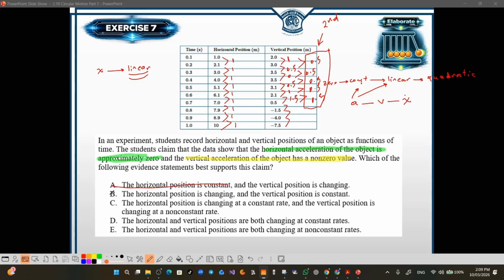The horizontal position is changing and the vertical position is constant? The vertical position also is changing, so it's not B. The horizontal position is changing at a constant rate? Yes, perhaps this one could be the correct answer.